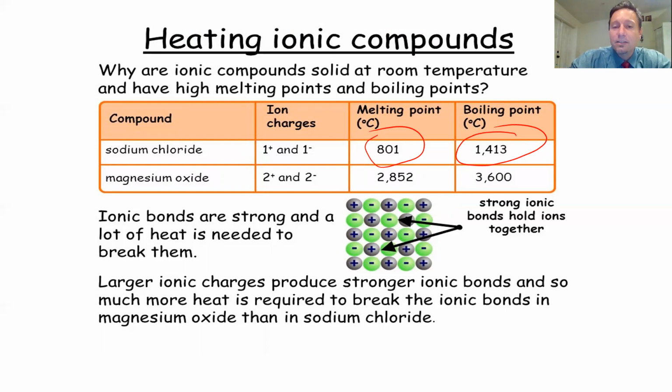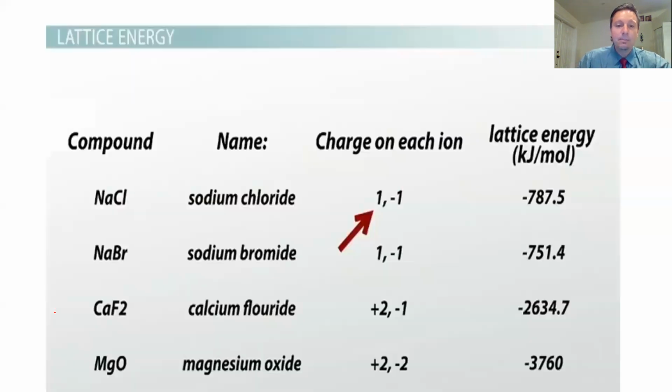Look at what happens. Look at the melting point. 2,852 degrees Celsius, and then the boiling point 3,600. So significantly increased because the charges increase. Larger, and this is a key concept right here, larger ionic charges produce stronger ionic bonds, so much more heat is required to break them. Keep that concept in mind.